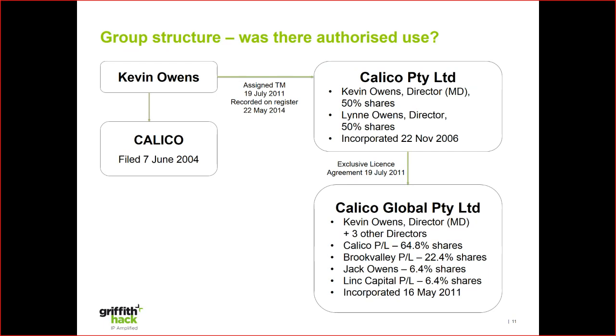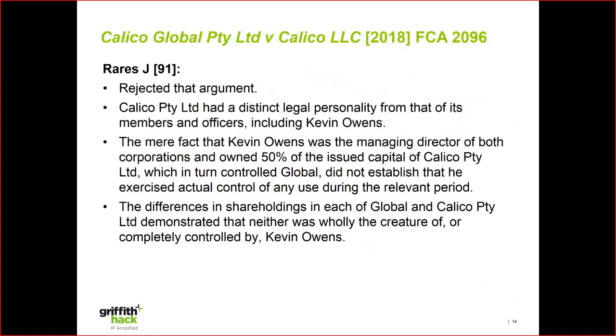So the court rejected the argument, and they said that Calico Pty Ltd is a distinct legal personality from that of its officers, including Kevin Owens, and by assigning the Calico mark to Calico Pty Ltd, Mr. Owens was in fact precluded from using the mark himself. So that he actually had given his rights away. The rights holder was Calico Pty Ltd. So Kevin Owens himself could not have been the party exercising any control.